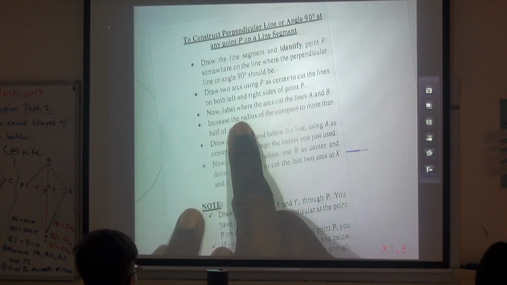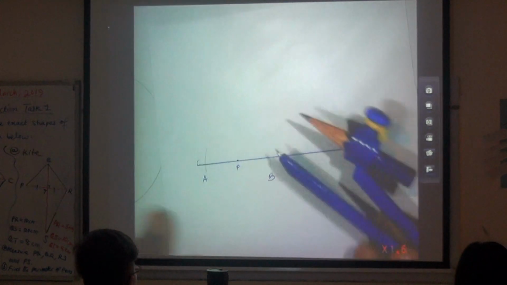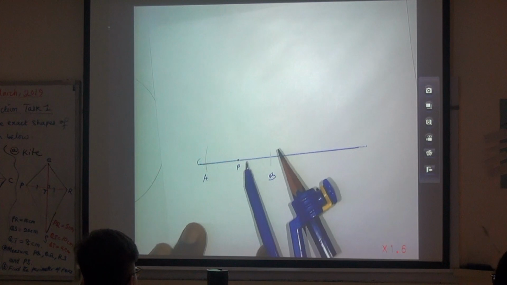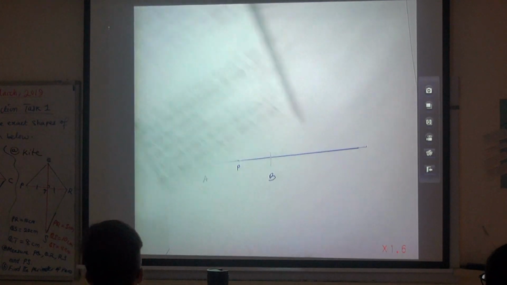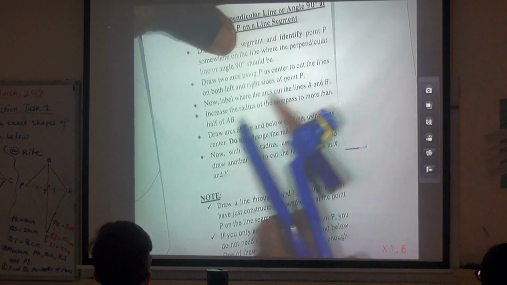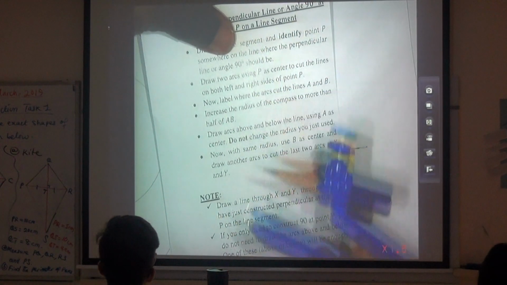It says, now increase the radius. Remember, the current radius is just PA and PB, right? It says increase the radius to be more than half of AB. Can you see we are repeating the same idea?